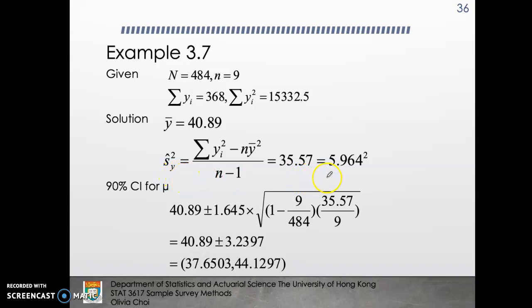Okay, just beware. If we want to construct a 90% confidence interval for mu, then we use y bar plus or minus the critical value at 90%, which is 1.645, multiplied by the standard error of our y bar estimate. So the finite population correction factor is multiplied by s_y squared divided by n.